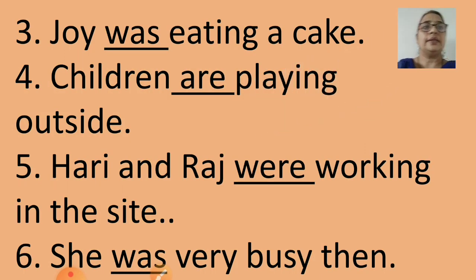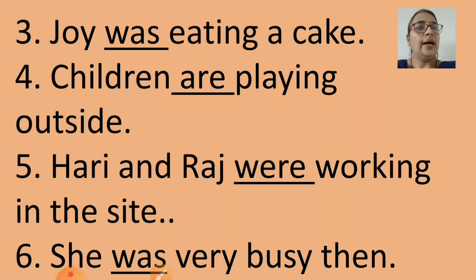Now let's see the third sentence. Joy was eating a cake. Now here the action word is eating and the subject is Joy. And the word which is helping the verb is was. So was is the helping verb. Fourth sentence. Children are playing outside. Now you can see the underlined word is are, which is the helping verb, and it is helping the verb playing. Playing is the action word, isn't it?